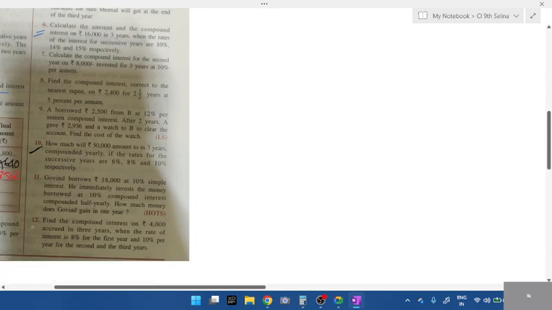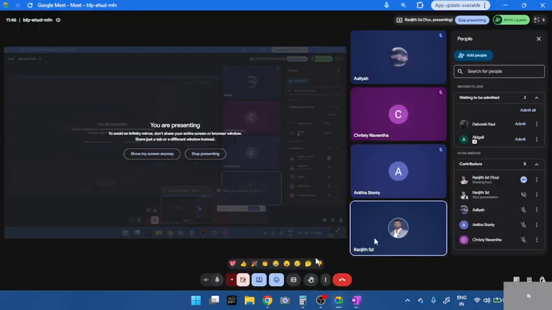Look at this 12th one. Can we use the formula method? Read it. Find the compound interest on 4,000 accrued in how many years? 3 years. So what's the principal? 4,000. What's the time, students? Time is 3 years. Just a minute.